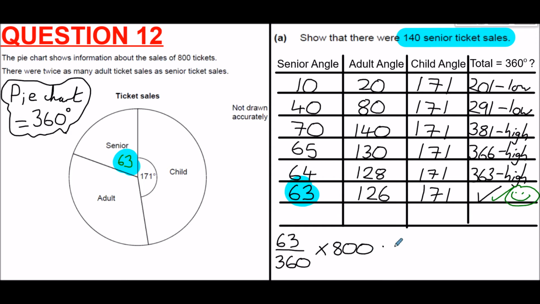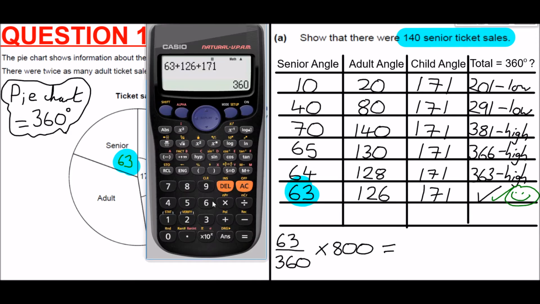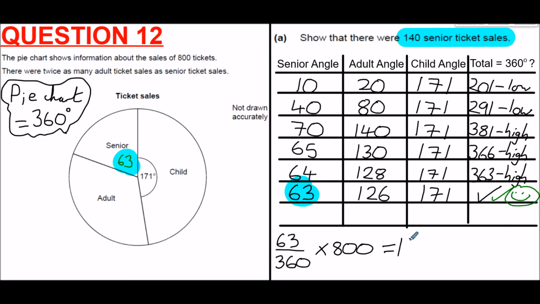So if we calculate this, now the first way I didn't even bother working out the angle for the seniors, so it just goes to show how many different approaches there could be for any one question. So that fraction of 800 equals 140, and that proves, therefore, that there must be 140 senior ticket sales. It all checks out and it all works.